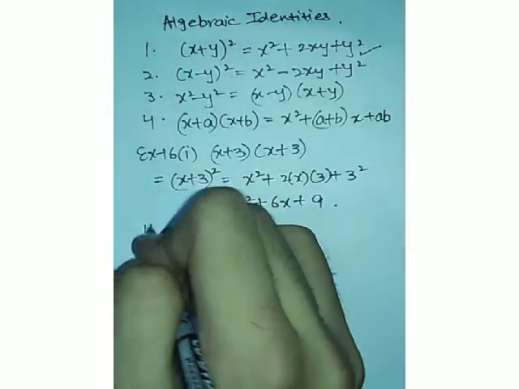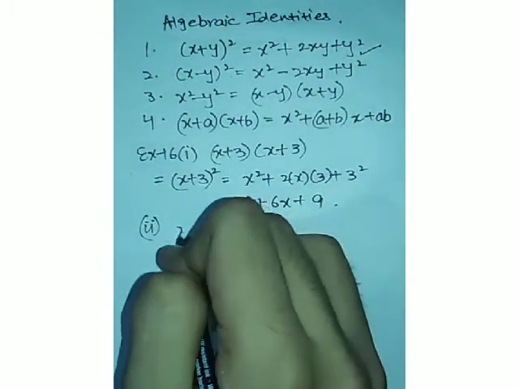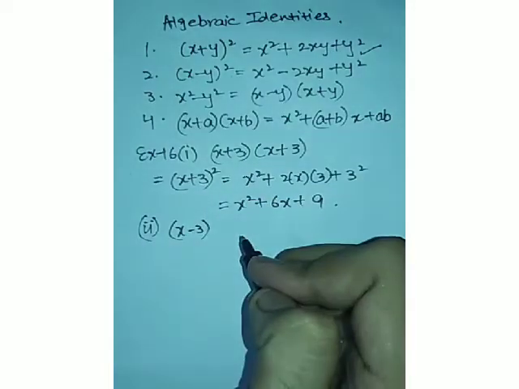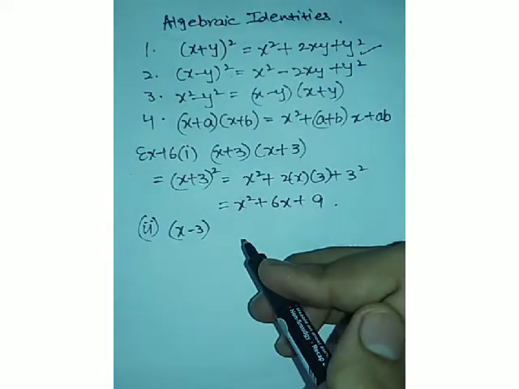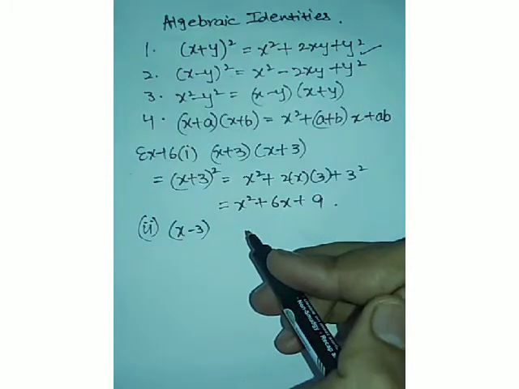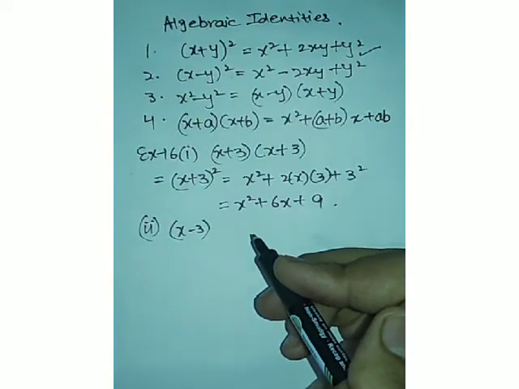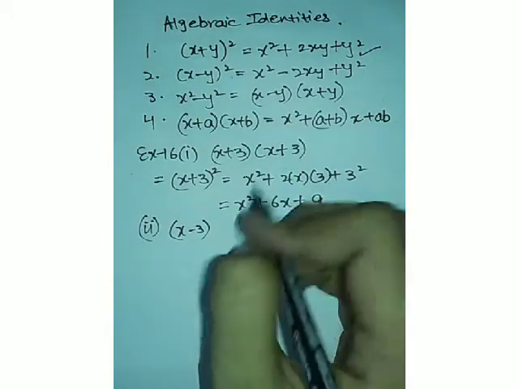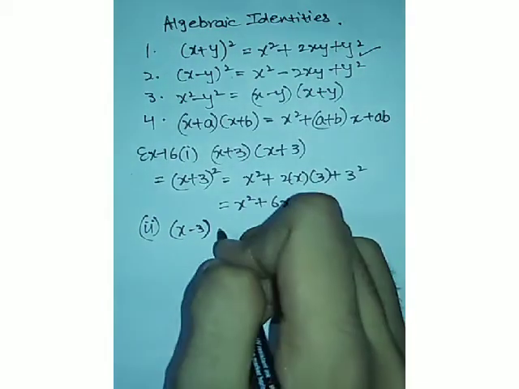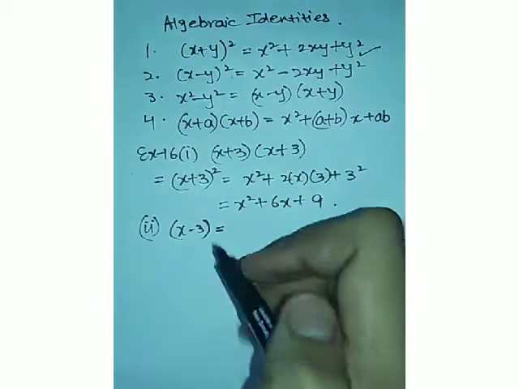Alright, in the second part we have to evaluate. I am going on a fast track because this is a very easy concept and most of you are familiar with these kinds of identities. So you must not feel bored, according to me. That's why I am just being fast.